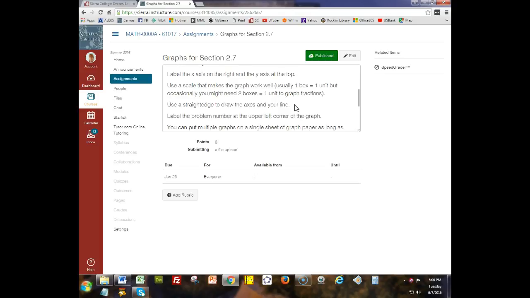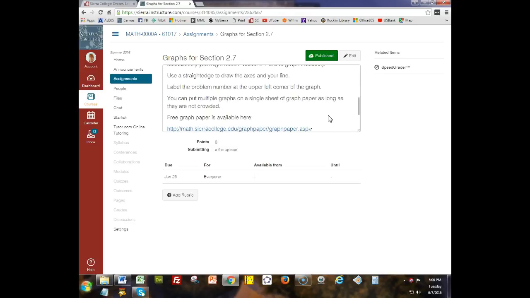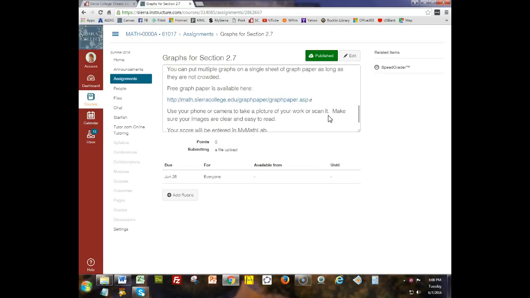And if the lines aren't straight, that's going to be really hard to find. Please put the problem number at the upper left corner of the graph so I can figure out which problem I'm looking at. You can put multiple graphs on a single sheet of paper as long as they're not crowded. And then here's the link again for the free graph paper.